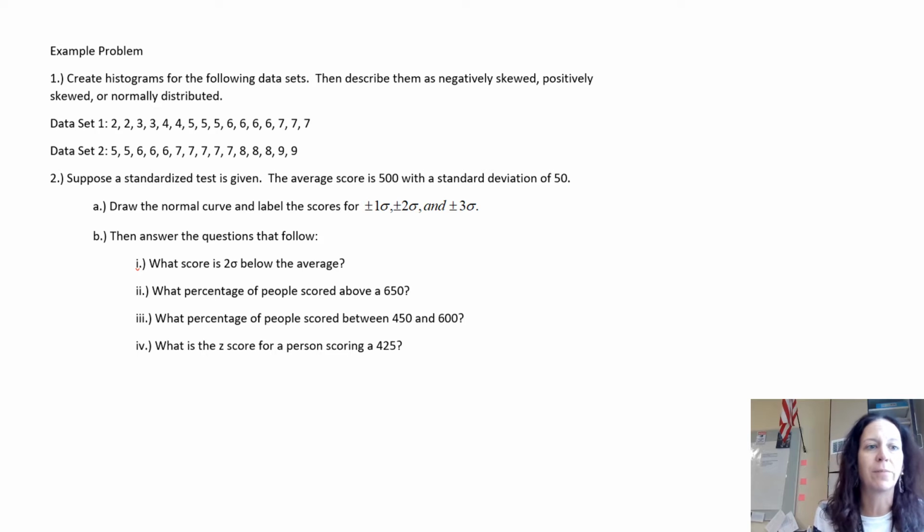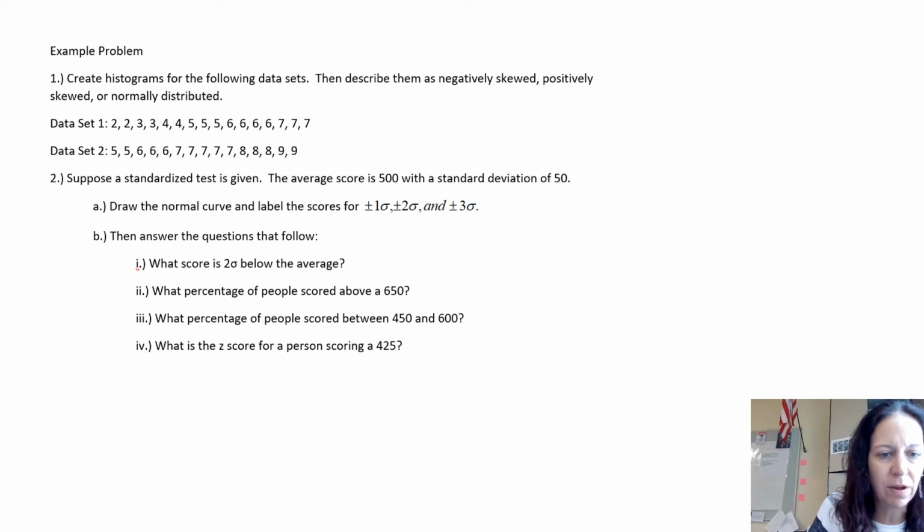And then the other problem is the same set of skills. It's just different numbers. So for the first one, it says create histograms for the following data sets, then describe them as negatively skewed, positively skewed, or normally distributed. So both of these data sets, we would count by ones, okay? I'll try to do an example of one that's different, because one of the ones on the classwork is different. A histogram is pretty much just a bar graph.